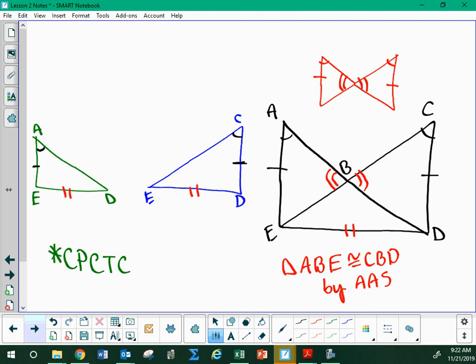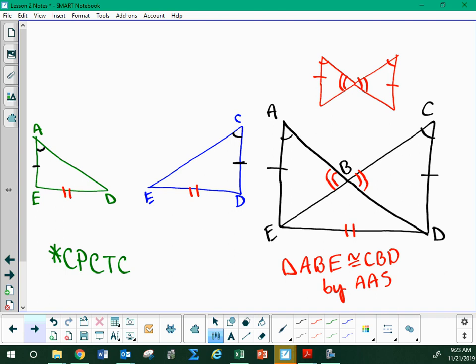This isn't just merely "cats play cards Tuesdays counterclockwise." What does CPCTC mean for us with our congruent triangles? When the triangles are congruent, it means all the corresponding sides and all the angles are congruent. Perfect. When our triangles are congruent, all those pieces are congruent.